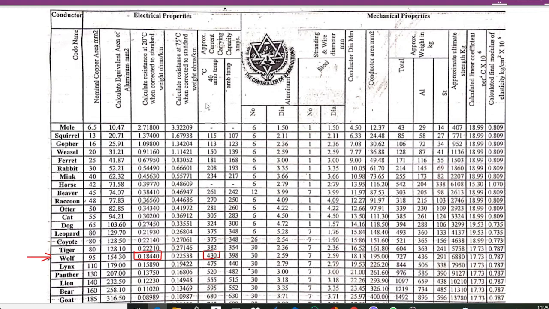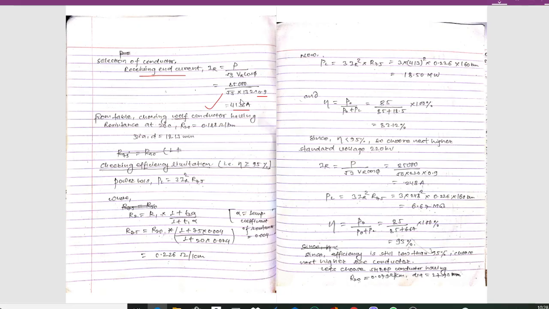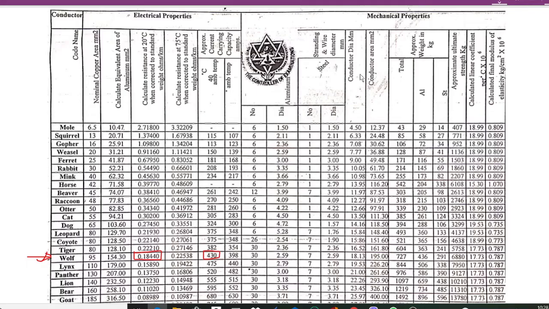So this is the approximate current carrying capacity at 40 degree temperature. Here we have 430 ampere given. For wool conductor we have 430 and we have calculated 430, so it is nearer to 430. So here we will choose wool conductors. Here we have obtained the value of IR as 413. So from the table we will choose the wool conductor, that is 430. It is approximate to 430. So we'll choose wool conductor here.